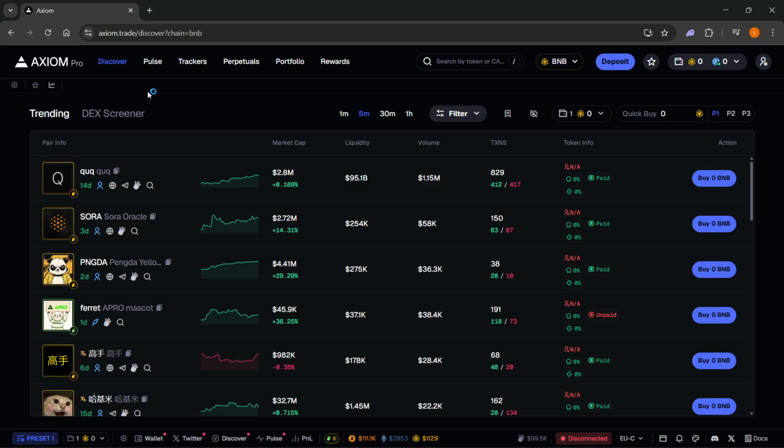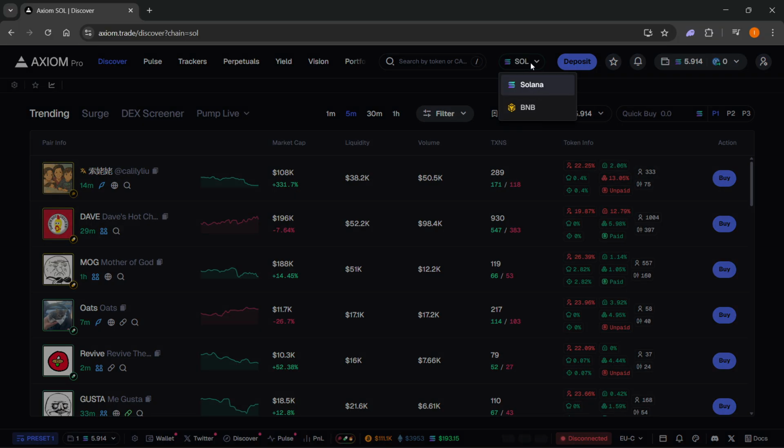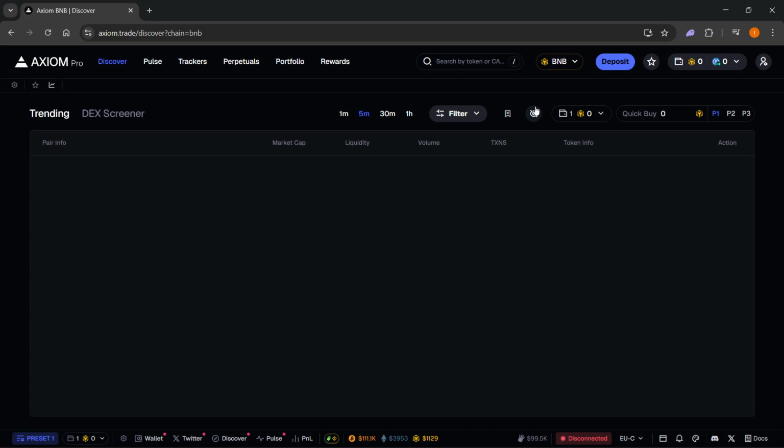So to find BNB meme coins on here, first you must switch from the Solana chain to the BNB chain. So Axiom actually was huge on Solana meme coins, but recently they've just had a new update where you can now trade BNB coins as well. And the way to find them is by clicking on Sol up here and switching to BNB.